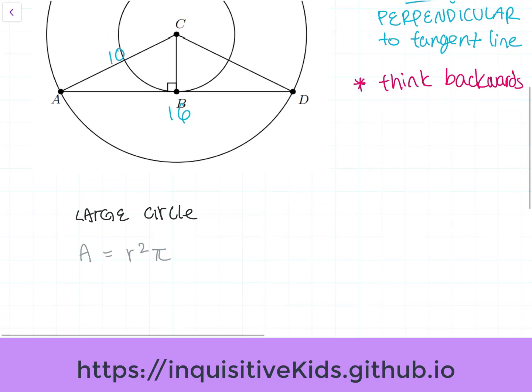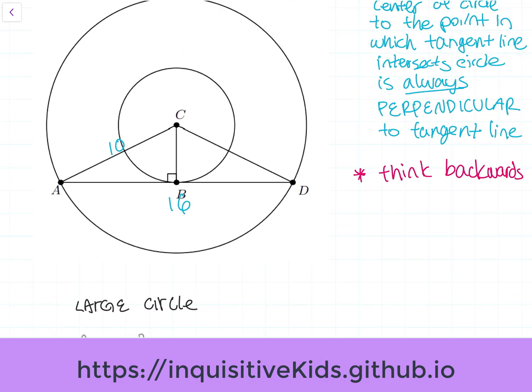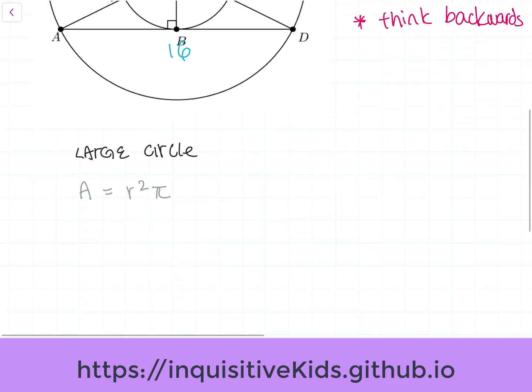Do we know the radius of the large circle? Well, we have CD and CA, which are the radiuses, and we know that they have lengths of 10. So all we have to do is 10 squared times pi, giving us 100 pi. So this is the area of the large circle. What about the small circle?